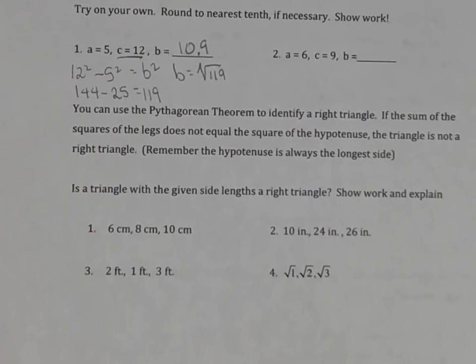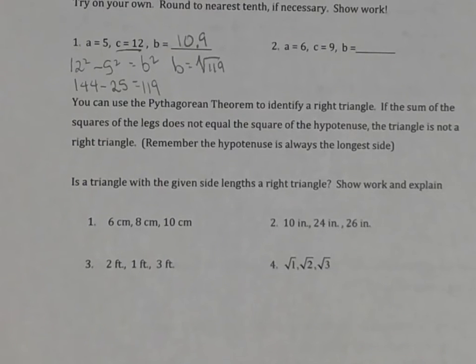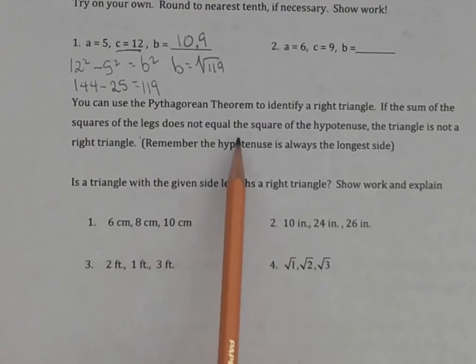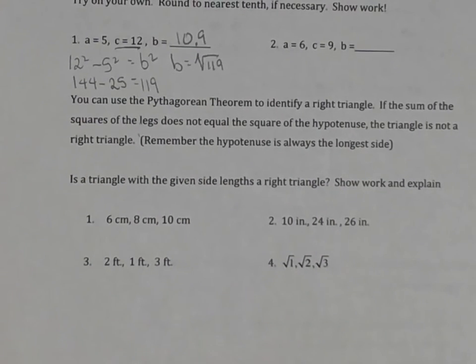We can also test to see if a triangle is a right triangle by using Pythagorean's theorem. And to do that, we're going to test to see if the sum of the squares of the short sides does equal the square of the hypotenuse. So if it does not, if the sum of the squares of the legs does not equal the square of the hypotenuse, the triangle is not a right triangle. Remember, the hypotenuse is always the longest side.